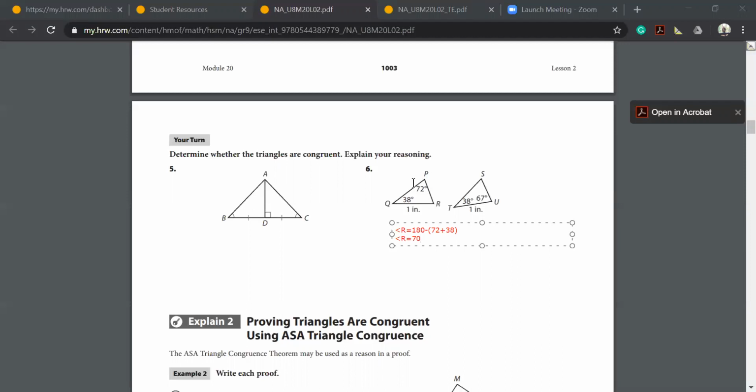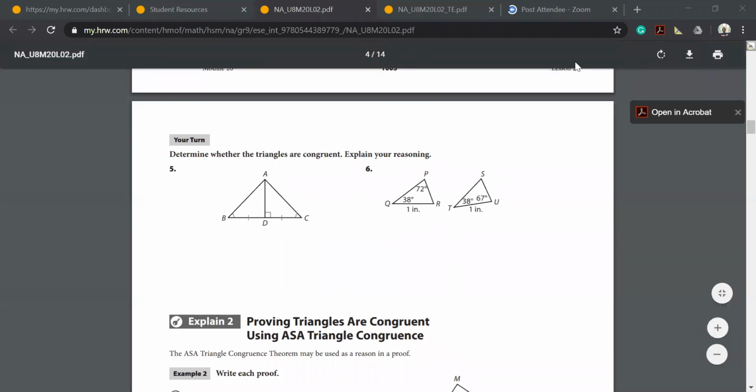Okay, so now let's consider that this is 70 in here. So we have 38, 70. So are these congruent triangles? No, of course they aren't. So the answer is not congruent. Why? Because the measure of angle R that you got is not equal to measure of angle E.